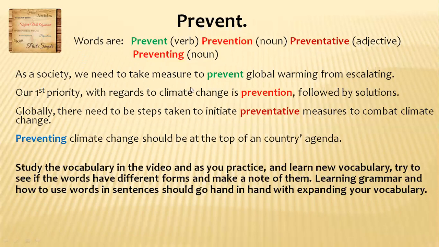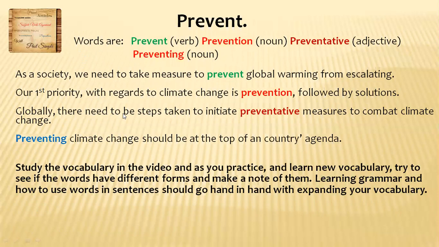So again, these sentences are about climate change and global warming, because this word is quite integral to this topic. As a society, we need to take measures, not measure. We need to take measures to prevent global warming from escalating. That's not good, because I thought I'd checked this video, so that's another slight mistake on my behalf, which I apologize for. Our first priority with regards to climate change is prevention, followed by solutions.